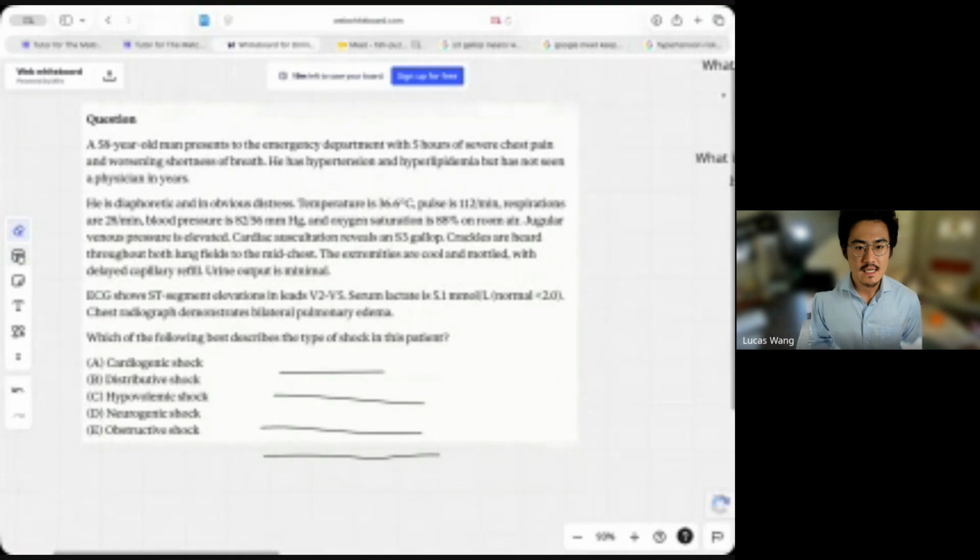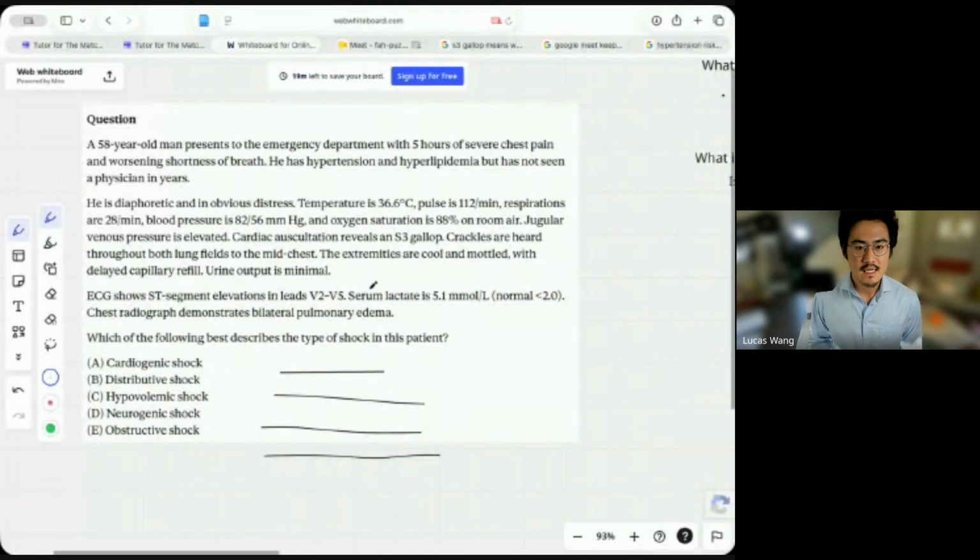My name is Lucas. Today we're going to be talking about cardiogenic shock versus all the other different types of shock. This is the type of question that you're going to be faced with on Step 1 and Step 2. It's going to ask you the difference between all the different types of shock and be able to pick one out, based on a clinical vignette.